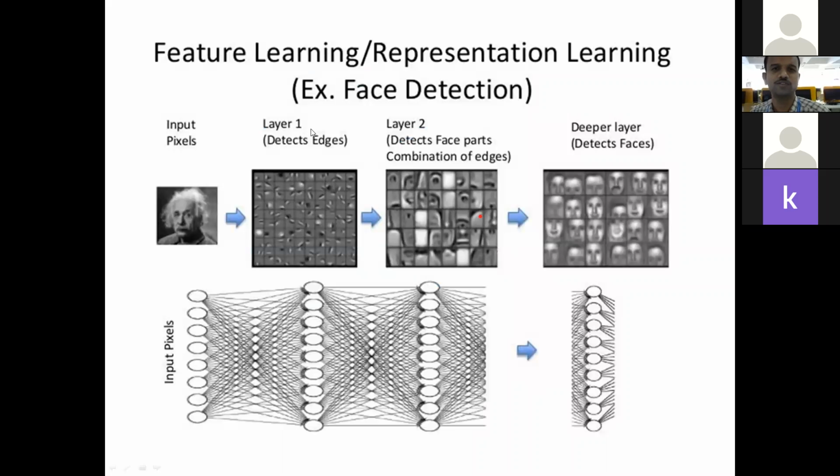Same like an example, another example I've given for your understanding. An input is considered, generally in the form of pixels. So we detect it in the form of edges, and in another hidden layer we go for a combination of edges, and in a deeper layer we detect a lot of faces here. This is how face detection generally happens in deep learning.